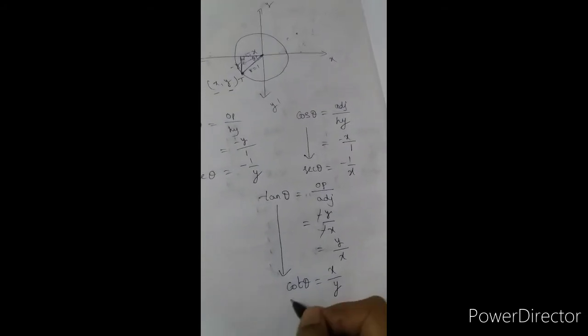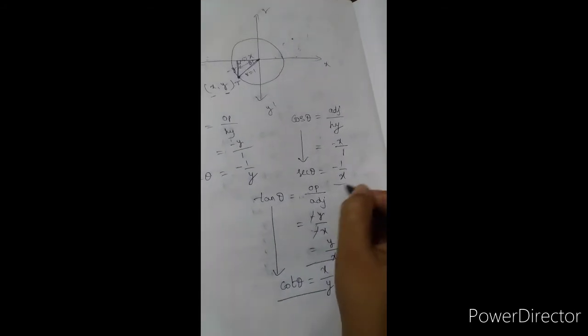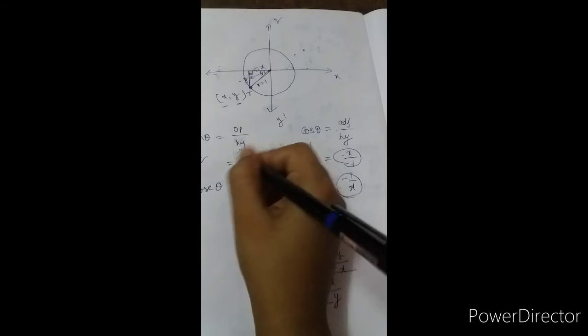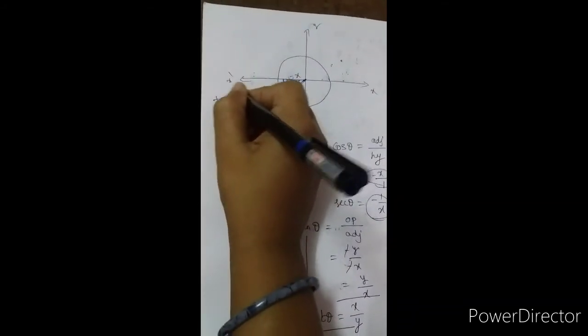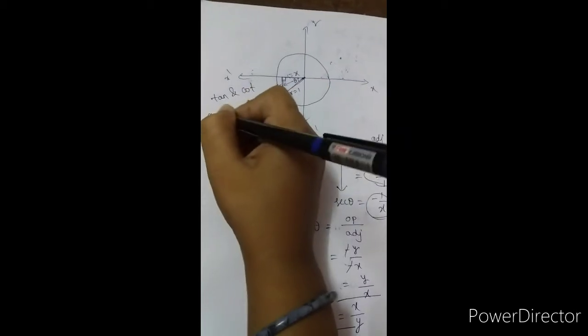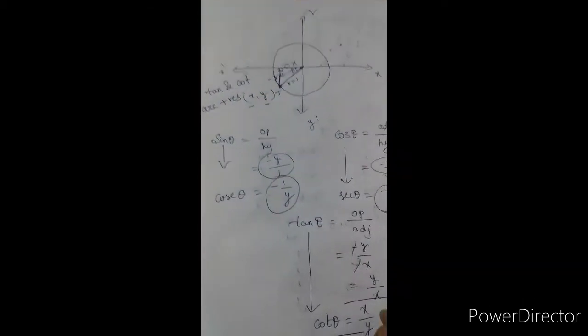See, cot and tan are positive. Remaining all are negatives here. So in quadrant 3, tan and cot are positives. Remaining ratios all are negative.